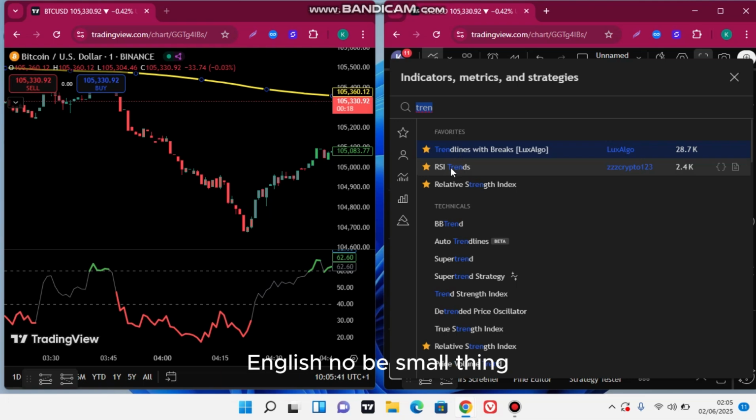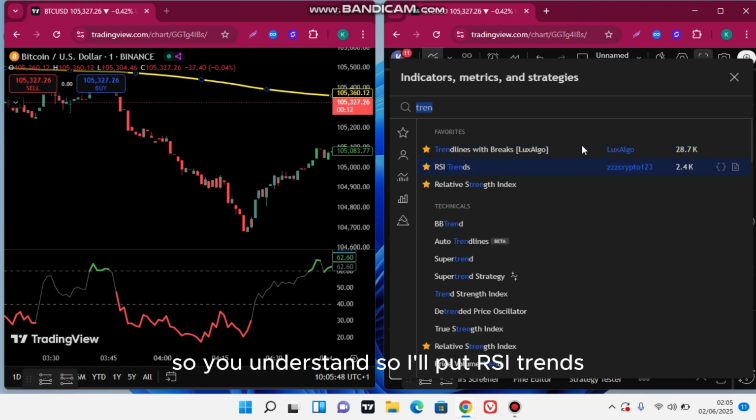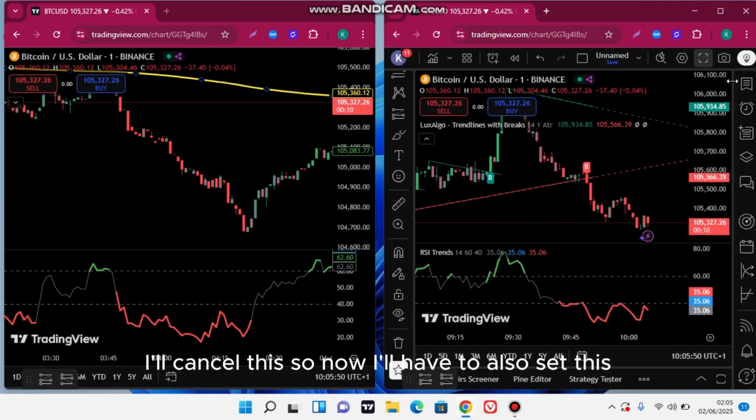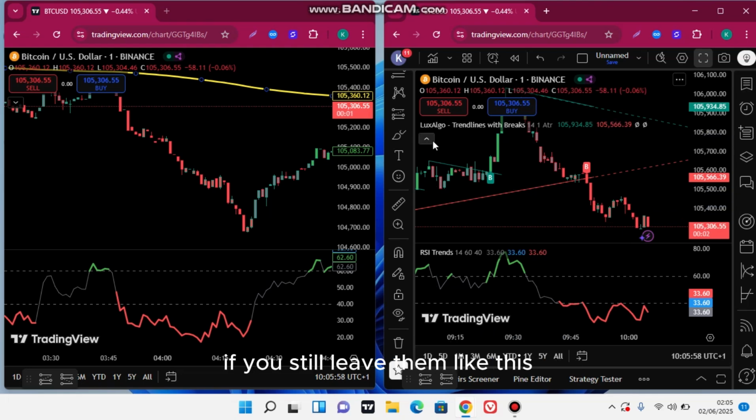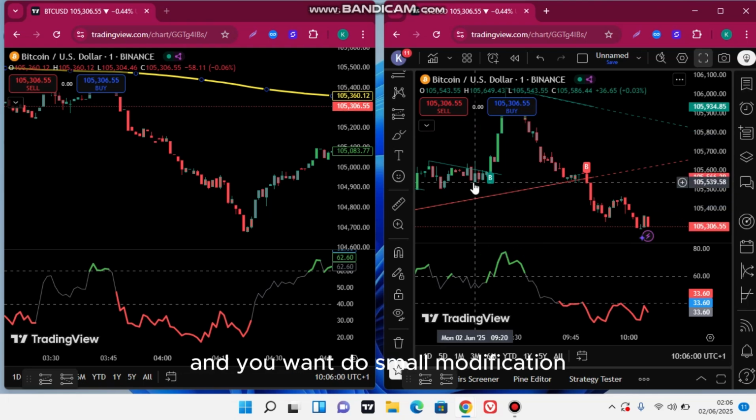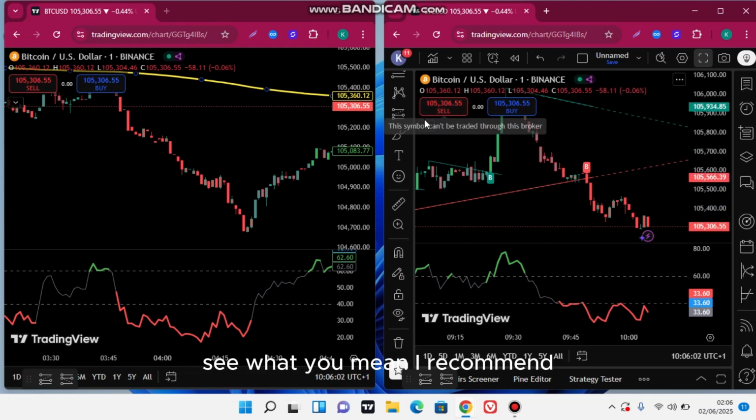The direction of the market goes in line with the volume. So you understand, I will put RSI Trends and cancel this. Now I have to set this indicator to fit how I want it. You can leave it like this, but if you want to do a small modification, see what I recommend.